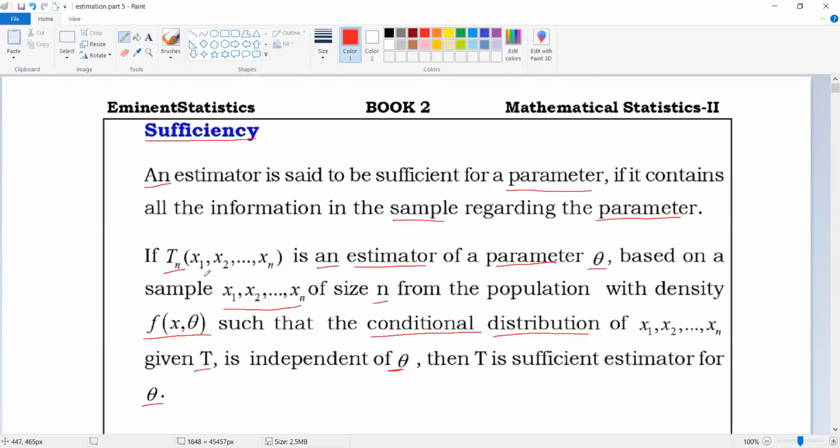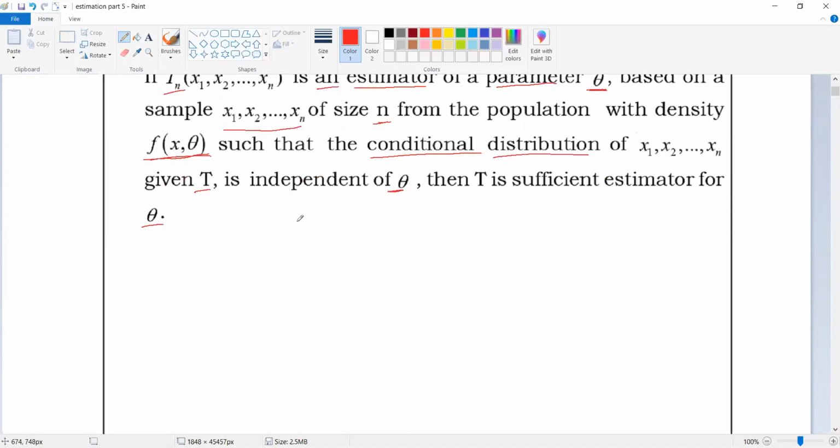Sufficiency. If Tn is a function of sample observations, an estimator of the unknown population parameter theta, based on a sample of size n from the population with the density function f of x comma theta, such that the conditional distribution of x1, x2, and so on, xn given T is independent of the parameter theta, then T is called a sufficient estimator of the population parameter theta. So this is a very, very important definition.